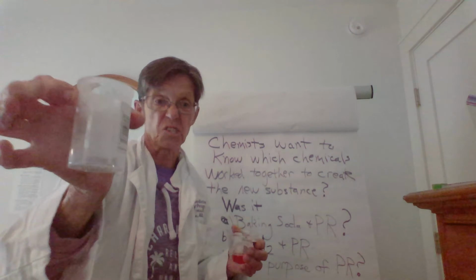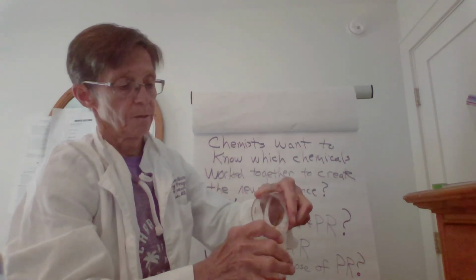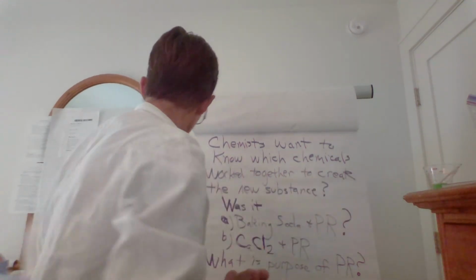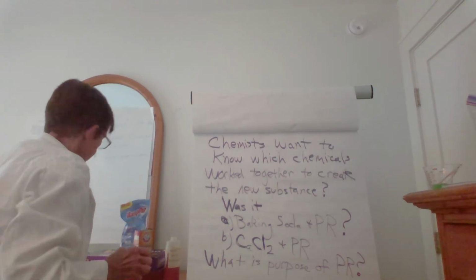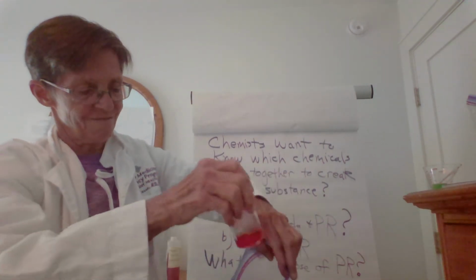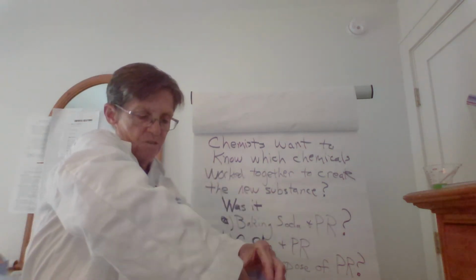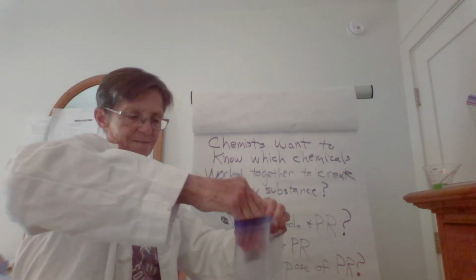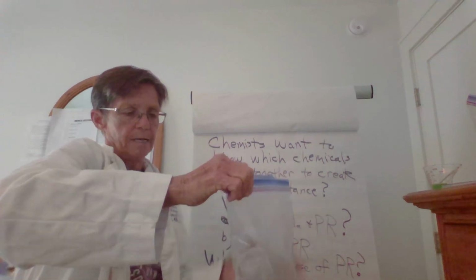So this is just a toothpick container. Pour it in there. In a Ziploc bag. And again, this is the baking soda and the phenol red. So here we go. Baking soda. Phenol red. Make sure I get it. Hold it.